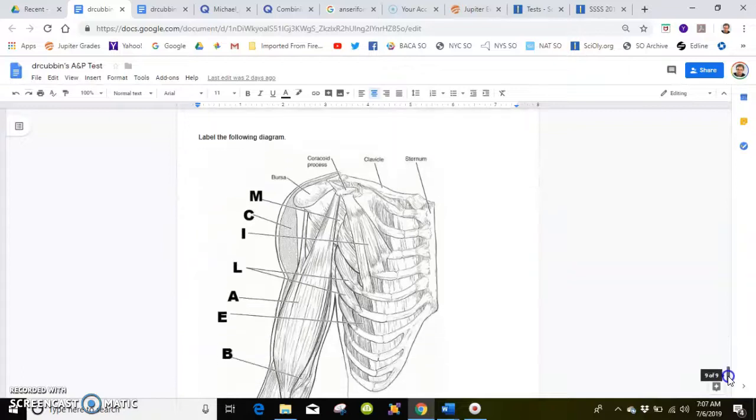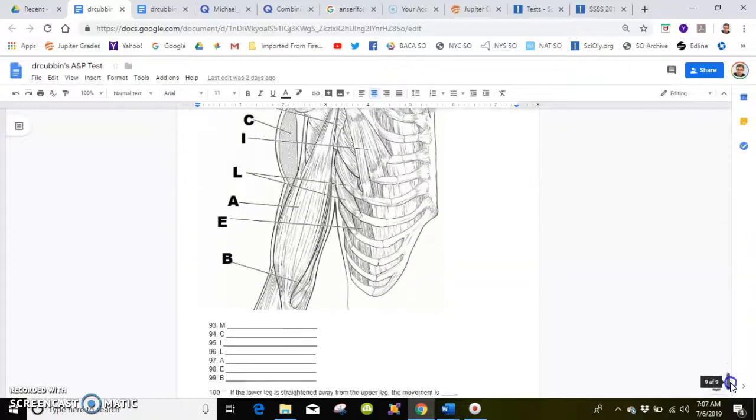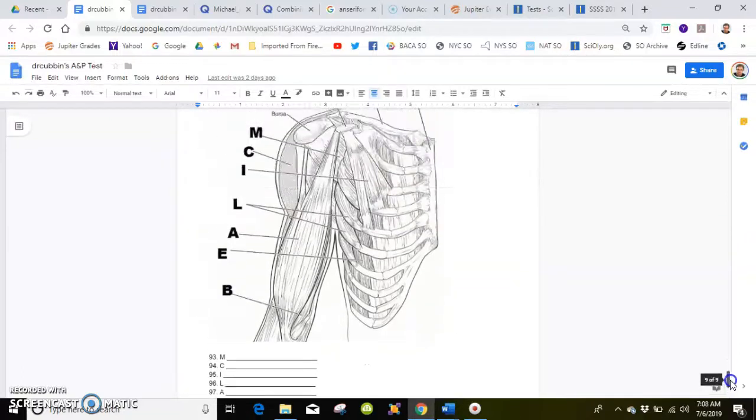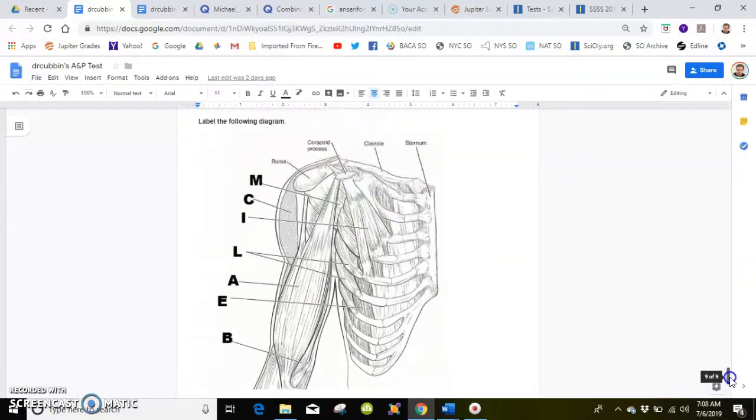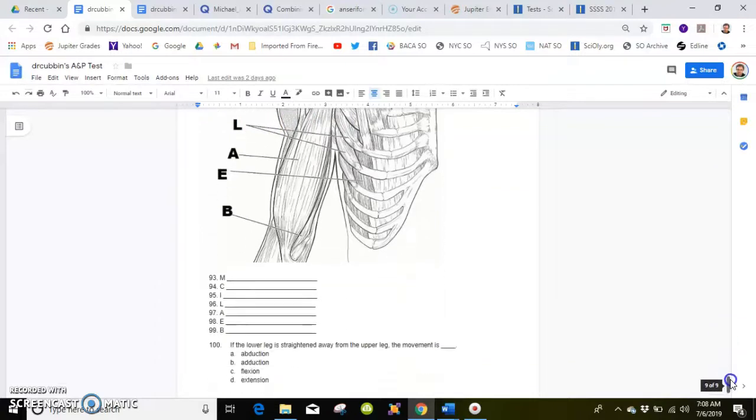So this came down to, oh, I forgot about this. I did this diagram at the end, and this was labeling this diagram. I chose this one because it had a few different parts of the muscular system that are a little difficult to identify. Like M, people might not get. L, people should get.